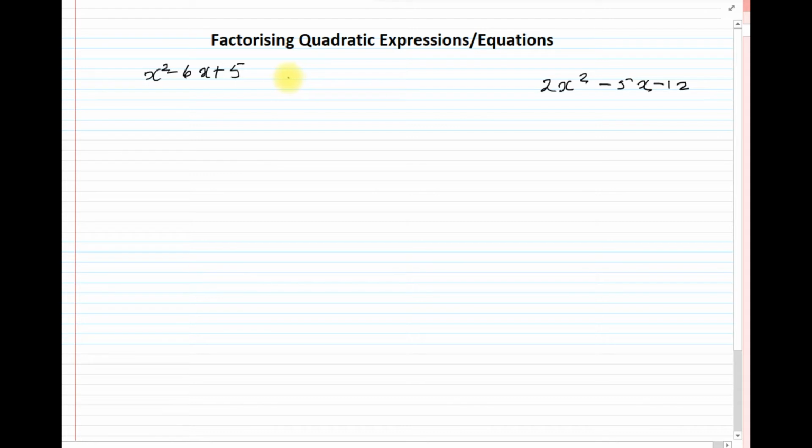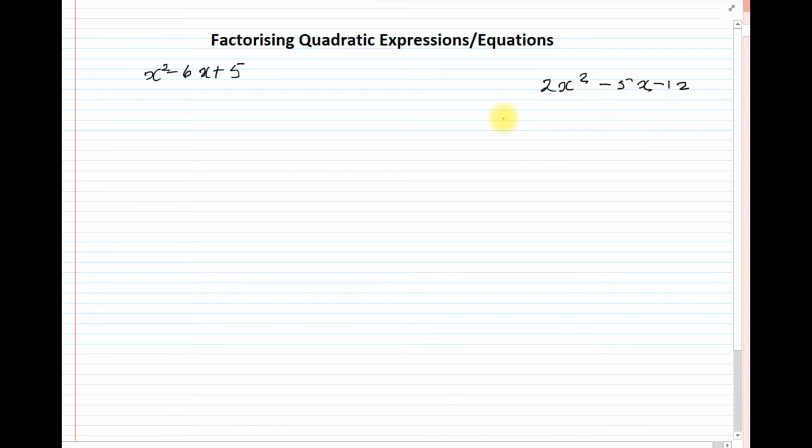Now, when we try to factorize quadratic expressions, there are two situations to consider. One is when the coefficient of the x squared factor is 1, as we see on the left here, x squared minus 6x plus 5. The other situation is when the coefficient of the x squared factor isn't 1, like here, I have 2x squared minus 5x minus 12.